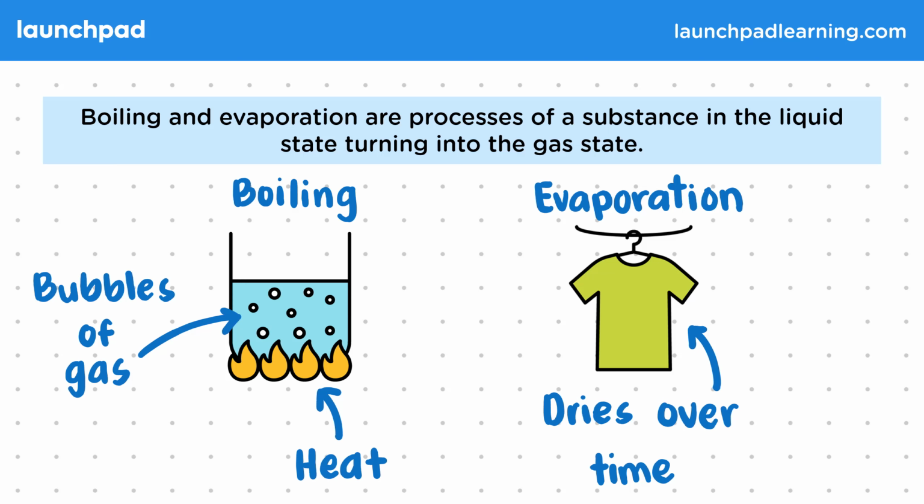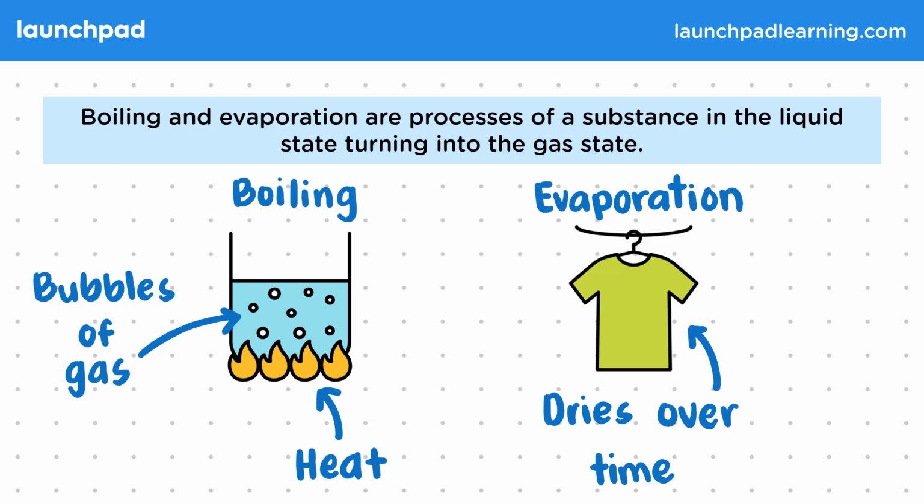So the two processes are different in that boiling requires heating, whereas evaporation occurs naturally on the surface of a liquid. You don't need to know the specifics of the differences between boiling and evaporation, but you should know them both as changes from the liquid to the gaseous states.